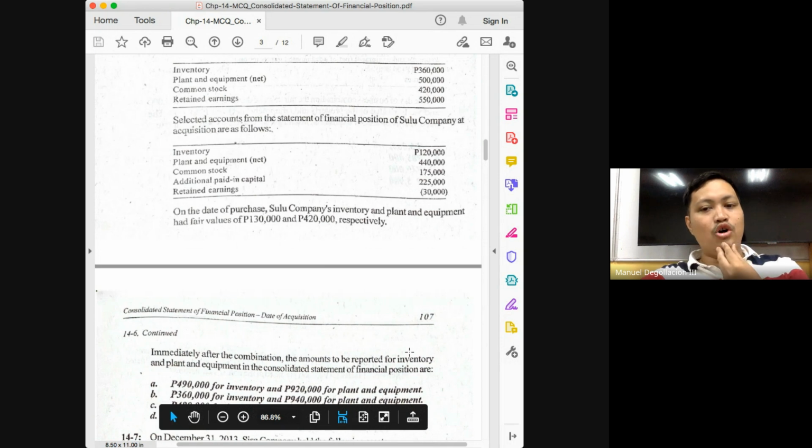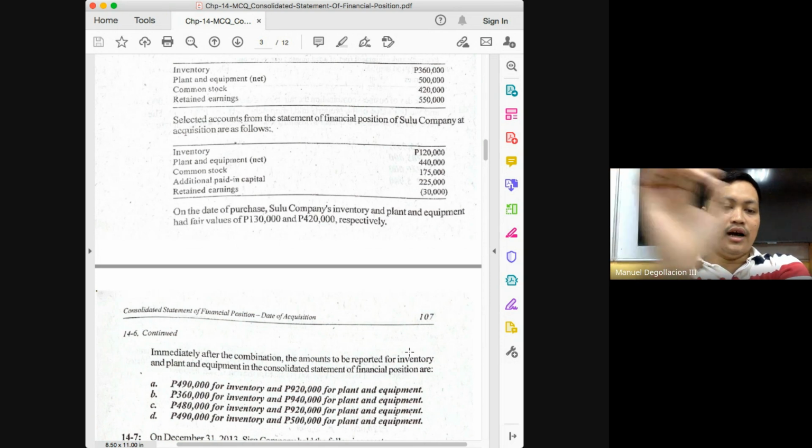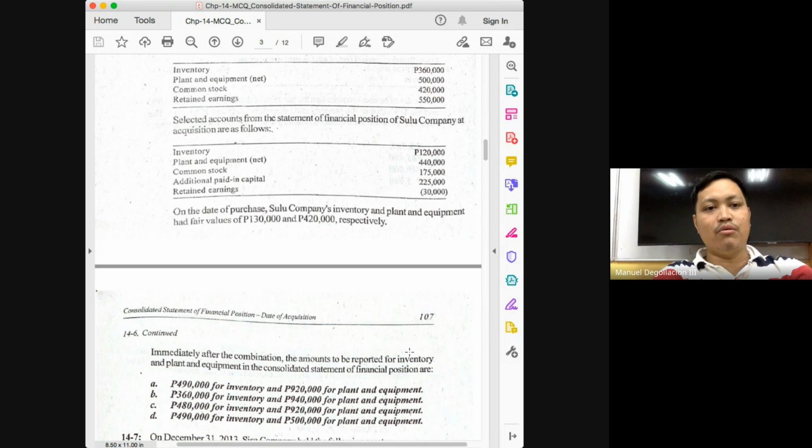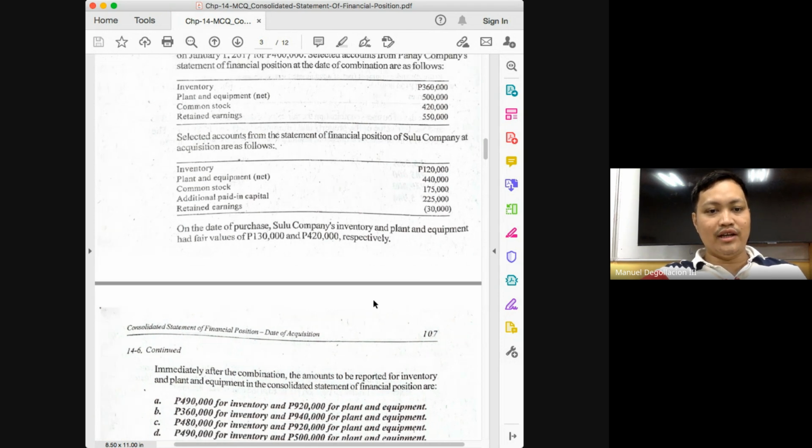And as we already know by now, if you're asked for the consolidated amounts for your assets and liabilities, you'll just have to add the amounts from the acquirer and the acquiree. But if it's from the acquirer, it should be included at book value, while if it's from the acquiree, it will be included at fair value. So we would expect that the amounts from the acquirer and acquiree should be given. Let's check.